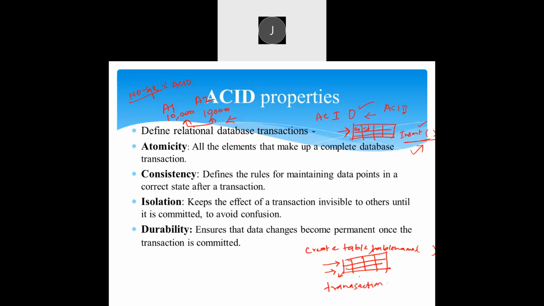Okay, so like in a bank transaction, the complete amount, transferring from account 1 to account 2, is finished. Like 10,000 amount I wanted to transfer, 10,000 amount is transferred. That is what consistency is. It defines the rules for maintaining data points in a consistent state after a transaction. Whatever information we give, if you want to create the table completely, it will completely create it. That's what consistency is. It will not be like half the transaction happened or half the transaction didn't happen. Likewise, it will not do.